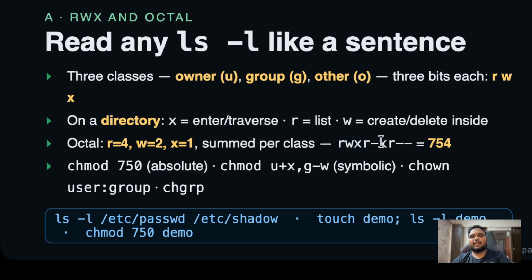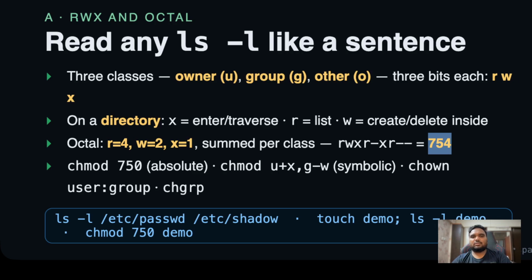Group can read and enter, but not write. And other can only read. That one number, 754, carries all 9 bits. We will be covering these both directions in the lab until it's automatic.